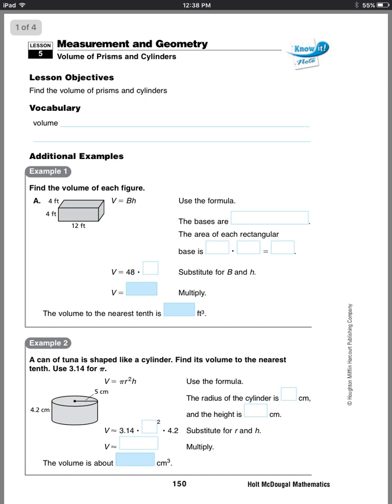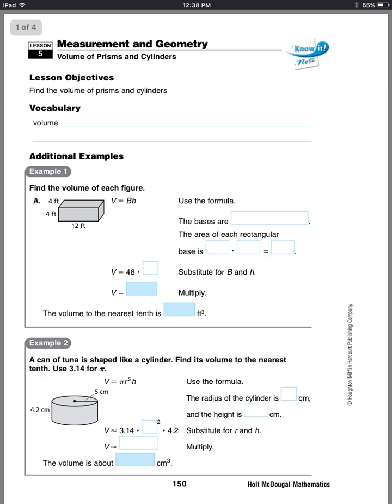Like if you're drinking a, I don't know, whatever you call it. I call it pop, but lots of people call it soda or something like that. If you're drinking one of them, the soda is the volume. How much soda can the can hold?